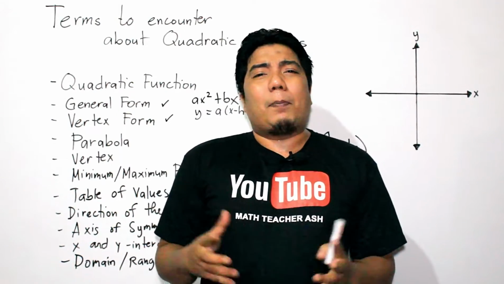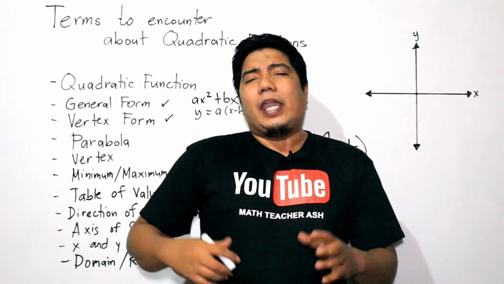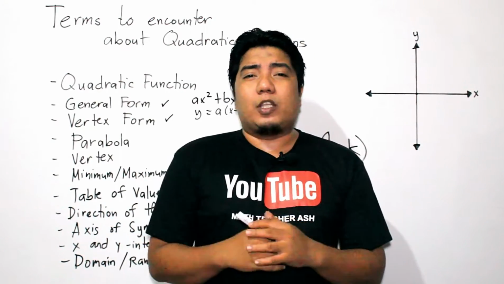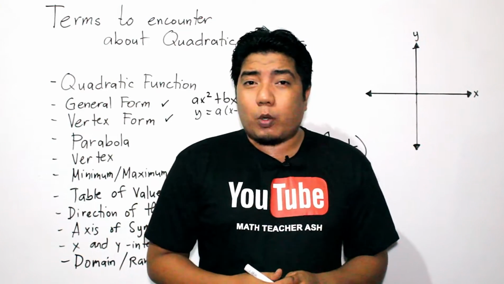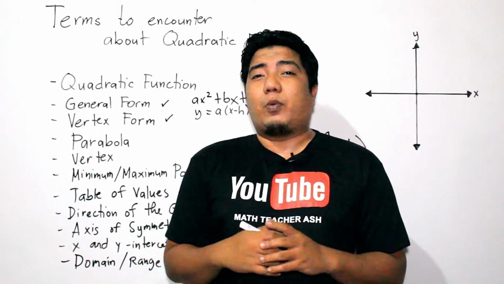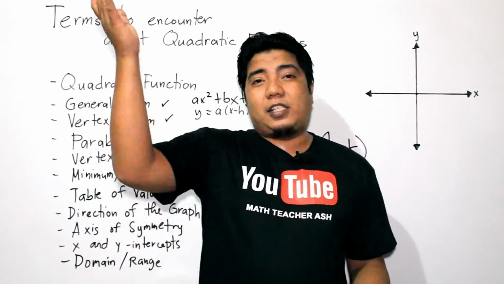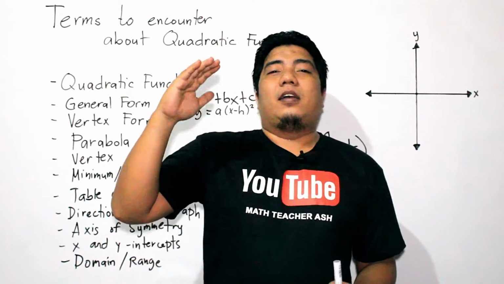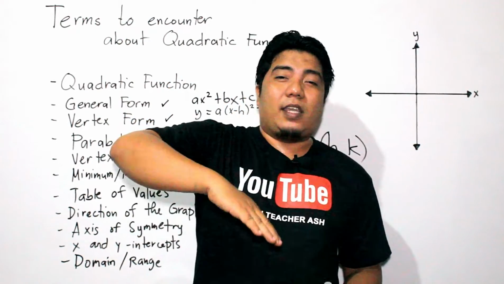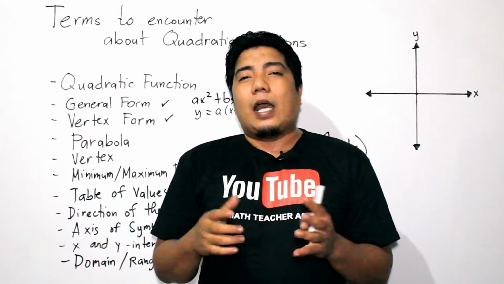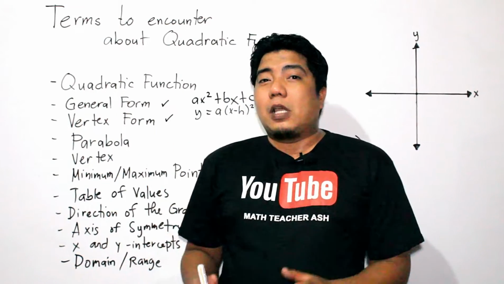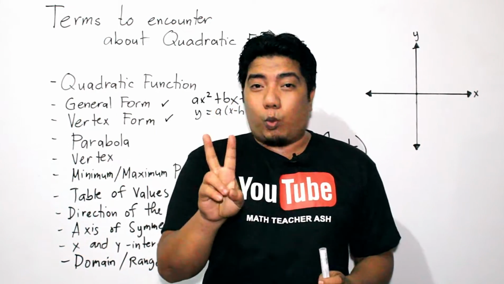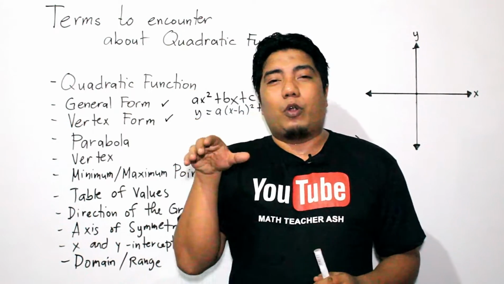Now, what does a parabola look like? If you could still remember your topic in grade 8, we talked about linear equations. And the graph of linear equations is basically a line. It's either vertical, increasing, decreasing, or horizontal. Now, in quadratic functions, parabola is basically two-way. It is upward or downward.